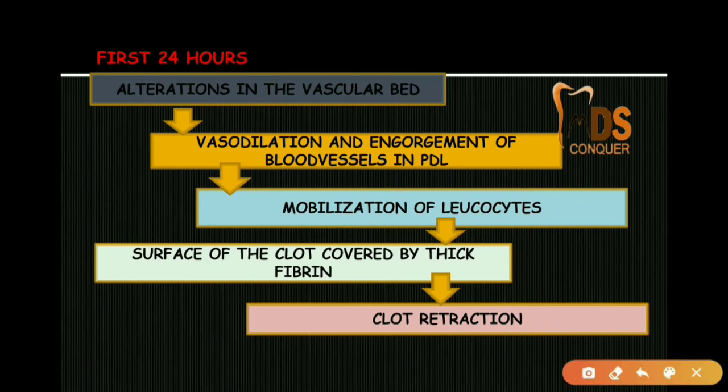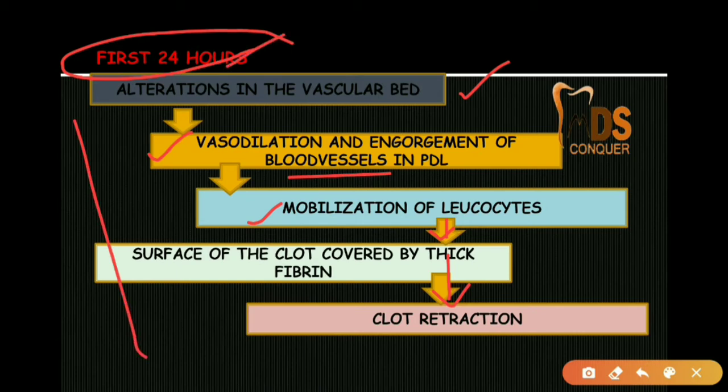Then in the first 24 hours, alterations will be seen in the vascular bed, that is vasodilation and the engorgement of the blood vessels in the periodontal ligament. Then afterwards there will be mobilization of the leukocytes to the surface, and because of that the surface of the clot is covered by a thick fibrin, and finally there will be a clot retraction. So these are the events which take place within the first 24 hours.